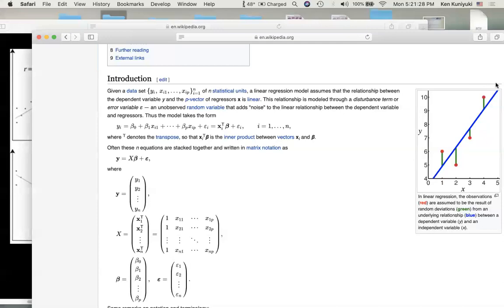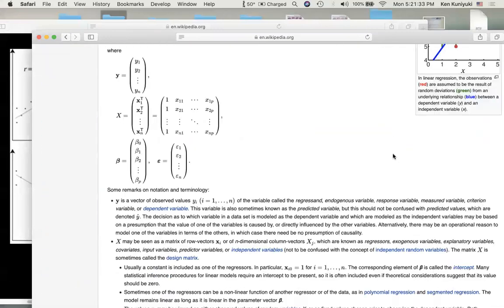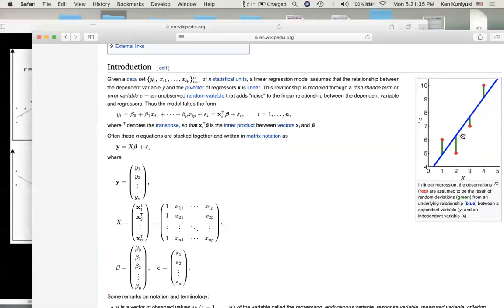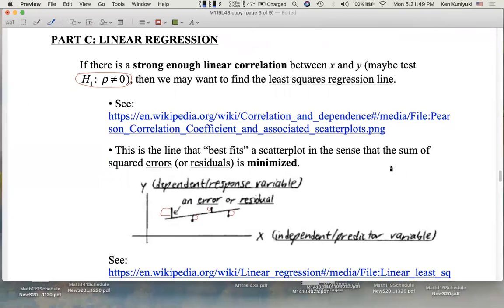Imagine that these are data points. This is Wikipedia on linear regression. So each of these is a data point, okay? The signed linear distance from the regression line is called a residual or an error. Here, the residual or error is negative. And the idea is that we want the line that will minimize the sum of the squares of these residuals.